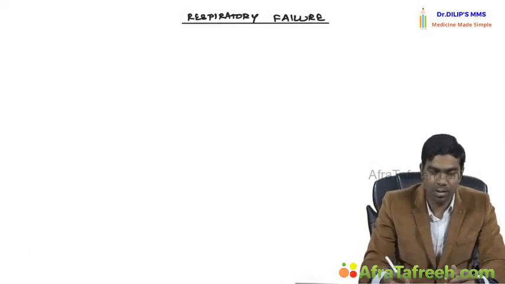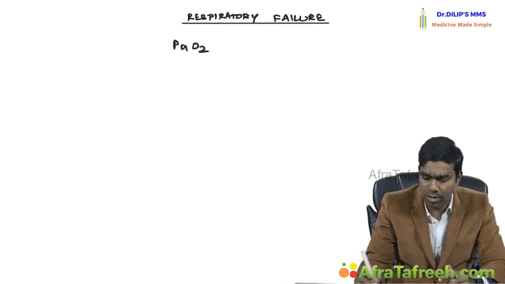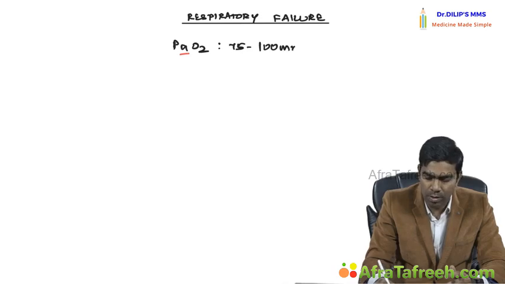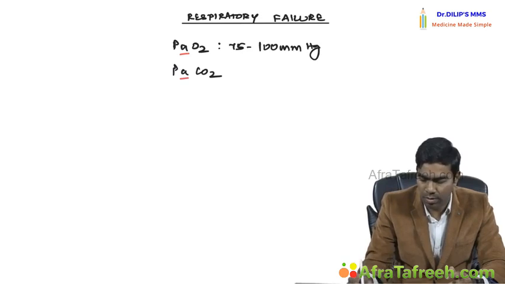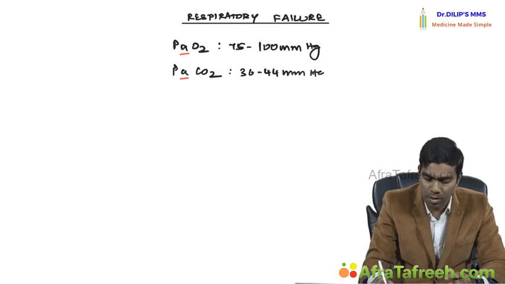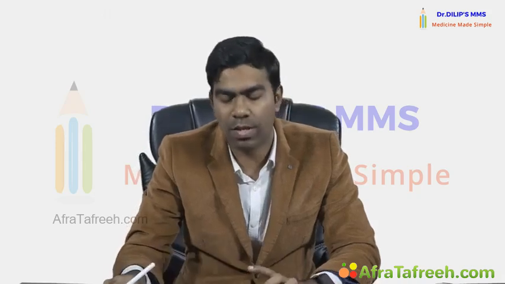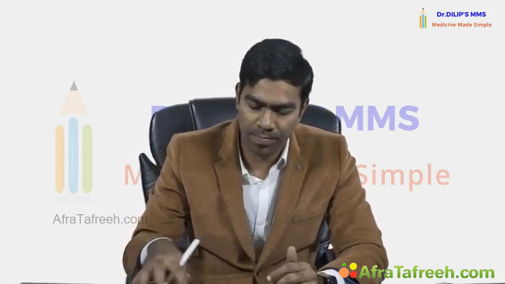Anyways, let us go into respiratory failure and see some of the basic formulas and basic values that you need to know. The first one is the PaO2, the partial pressure of arterial oxygen, which is approximately in the range of 75 to 100 millimeters of mercury. And you have partial pressure of arterial carbon dioxide, which is approximately 36 to 44 millimeters of mercury, and pH, which is approximately 7.36 to 7.44. These are some of the important values that you have to know for respiratory failure.